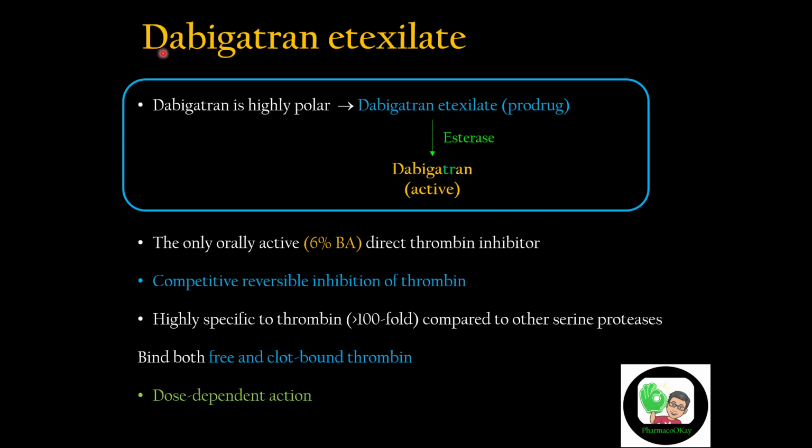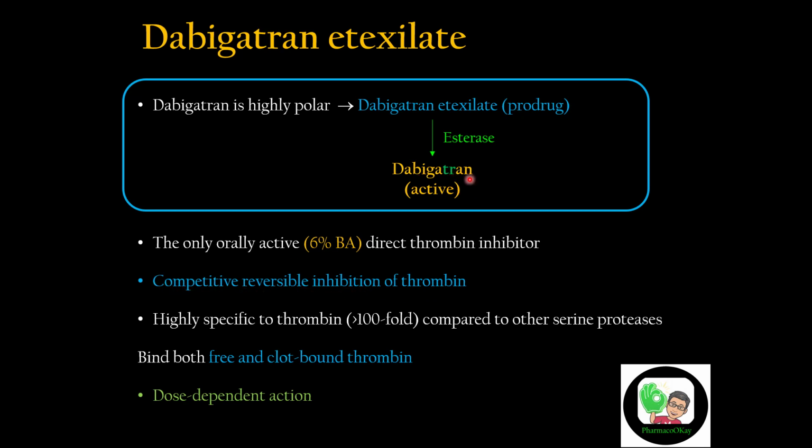The first one is dabigatran etexilate. Since dabigatran is highly polar, it has difficulty being absorbed through the GI tract. So the drug is formulated in the form of an ester, dabigatran etexilate, as a prodrug. But once it is absorbed into the circulation, the enzyme esterase will cleave the etexilate to get dabigatran, the active drug, to inhibit thrombin in a competitive, reversible manner.